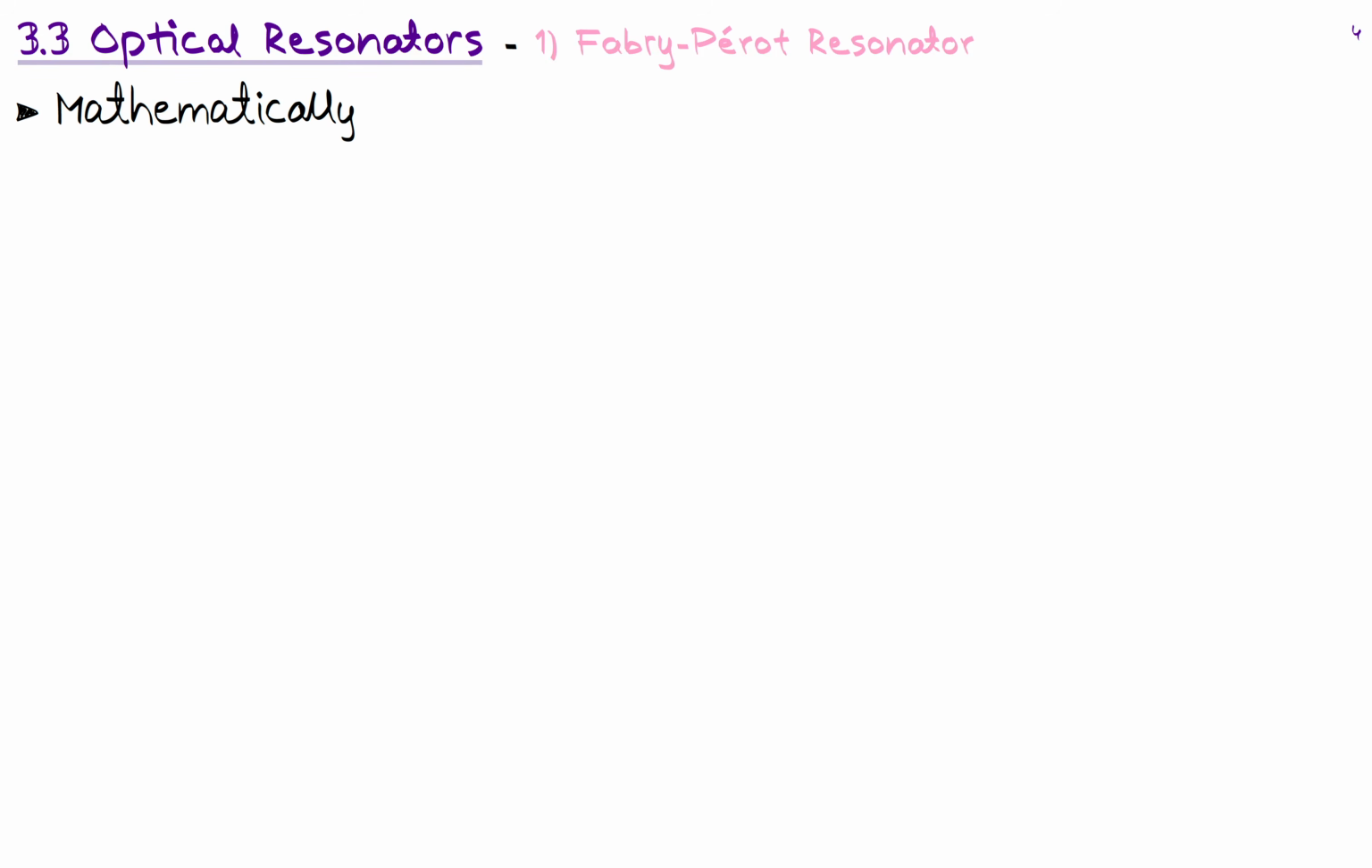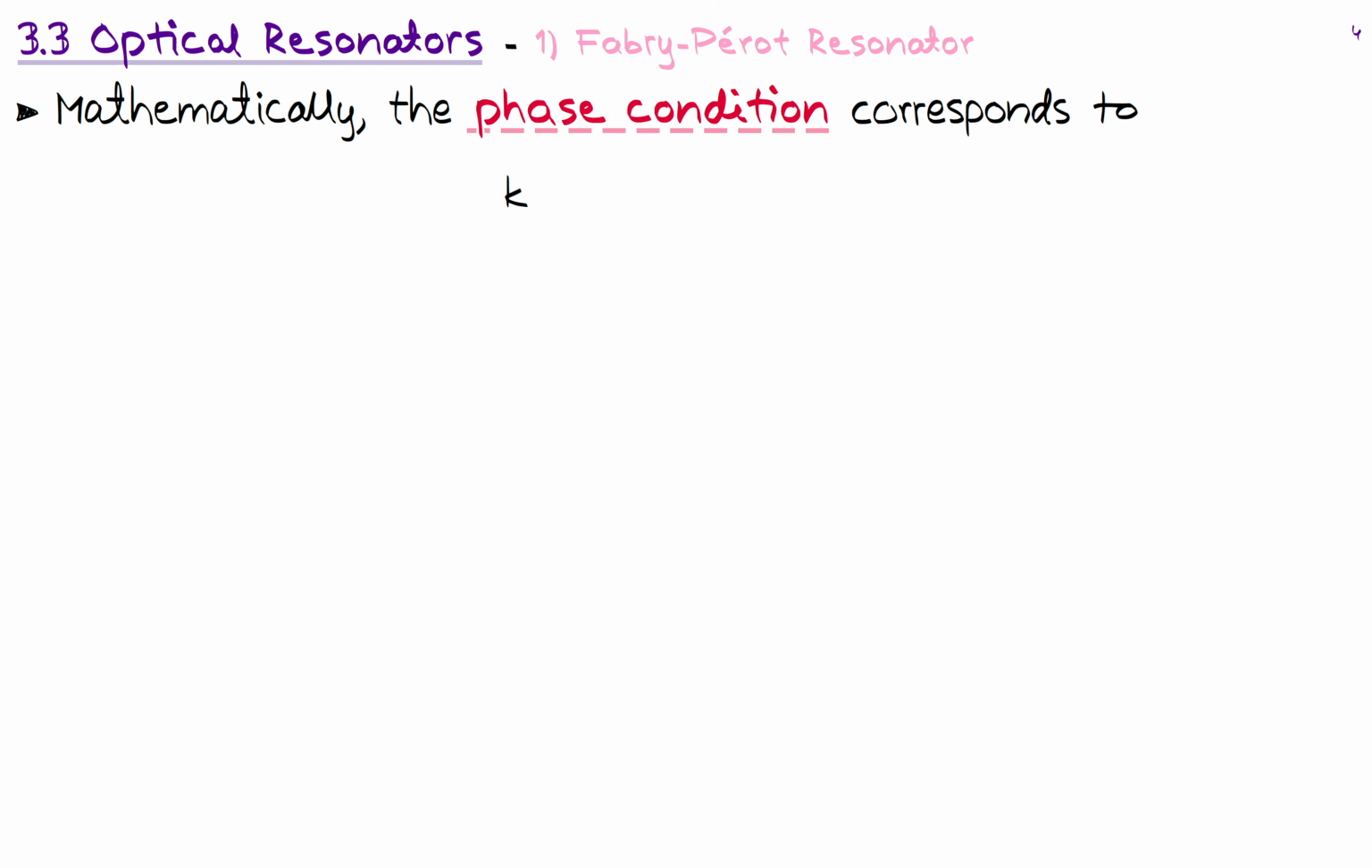Mathematically, the phase condition corresponds to the wave vector amplitude k times 2 times the cavity length, which equals 2 pi n.